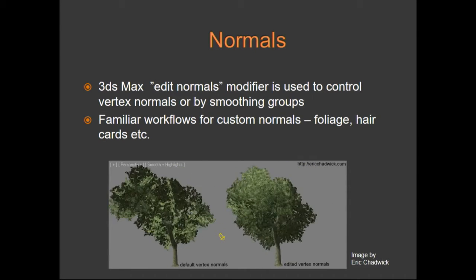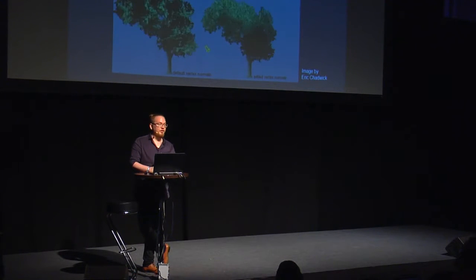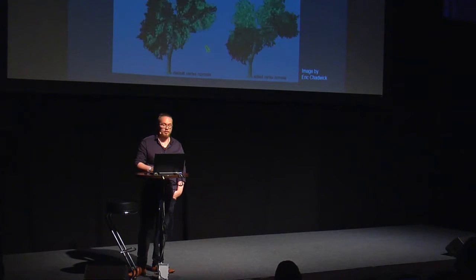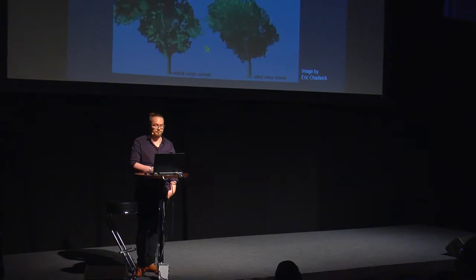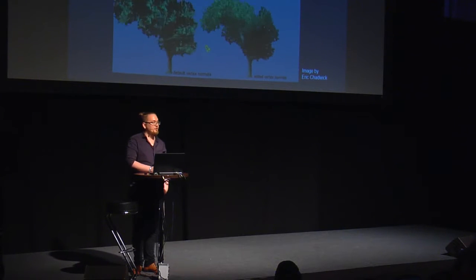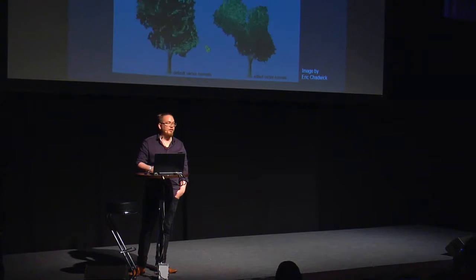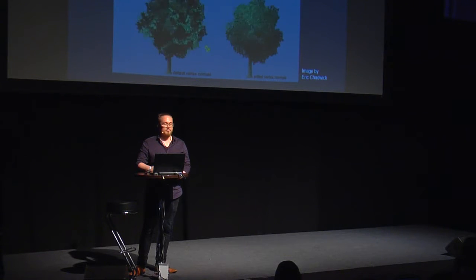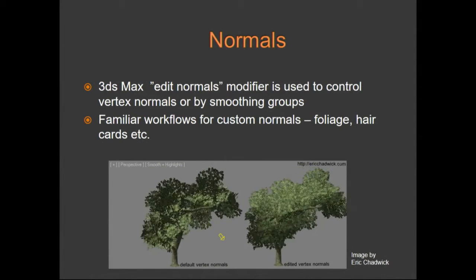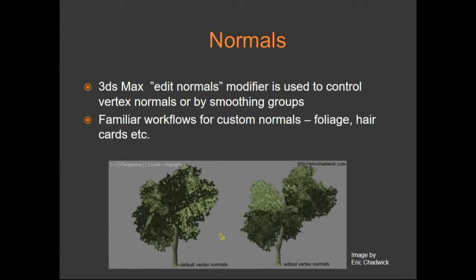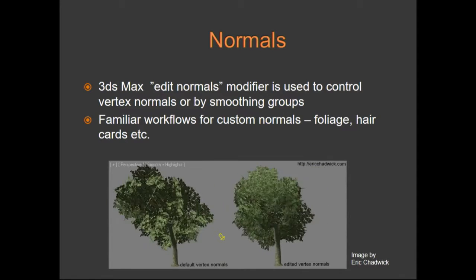There are already some quite common workflows when working with editing these normals, such as foliage and hair cards. And in the simple animation there, you can see a tree on the left has so-called default vertex normals, and the tree on the right has its vertex normals shifted to create a lot smoother and visually more pleasing shading. And this same technique has been used on hair cards and grass and all kinds of different shading methods.